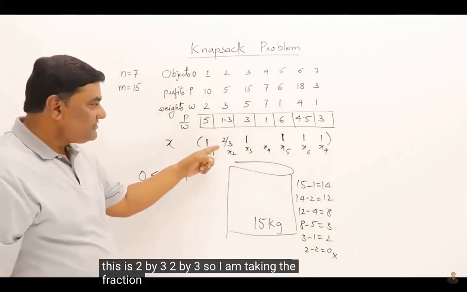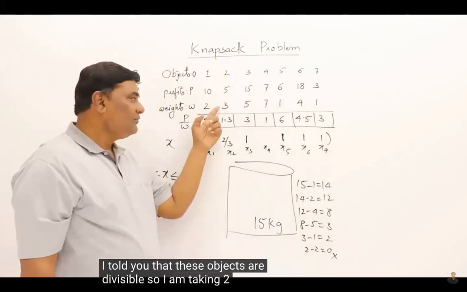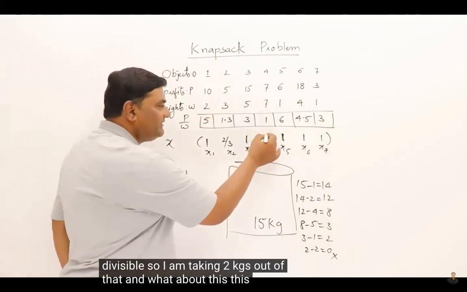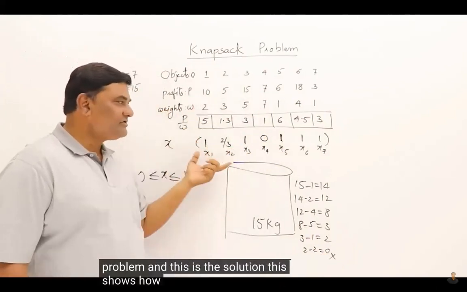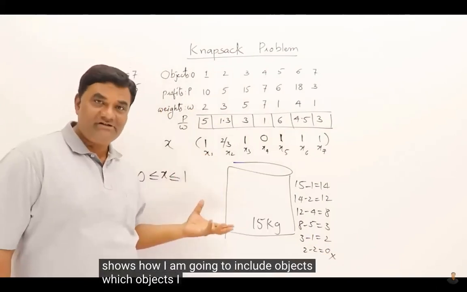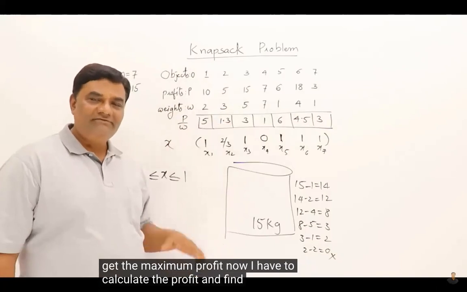So I'm taking the fraction of this object. I told you that these objects are divisible, so I'm taking 2 kgs out of that. And what about this? This is not included. So I have a solution for this problem, and this is the solution. This shows which objects I should include so that I get the maximum profit. Now I have to calculate the profit and find out how much it is.